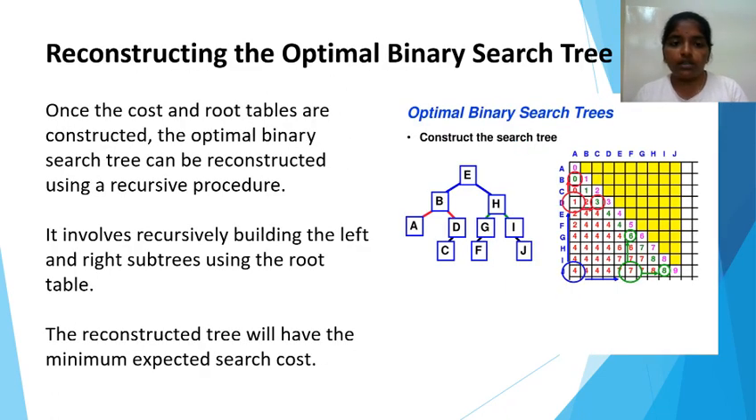Now reconstructing the optimal binary search tree. Once the cost and root tables are constructed, the optimal binary search tree can be reconstructed using a recursive process. It involves recursively building the left and the right subtrees using the root table. The reconstructed tree will have the minimum expected search cost. We can reconstruct the optimal binary search tree with the help of the root table.